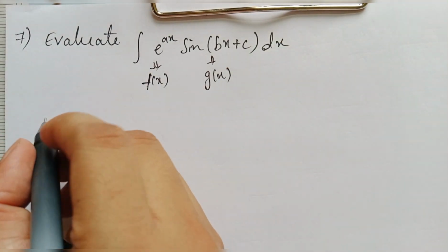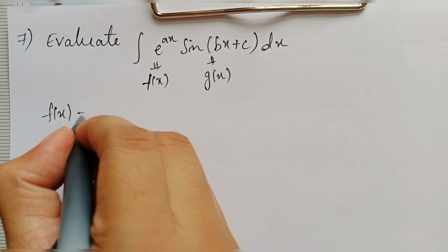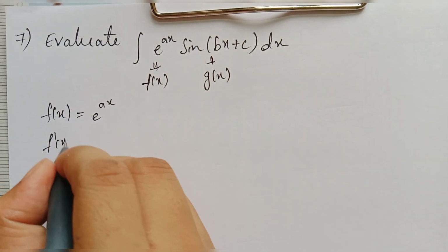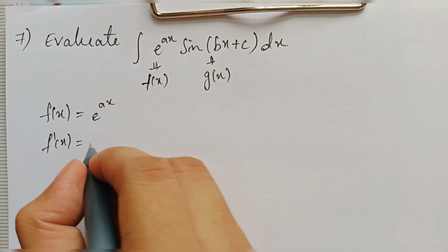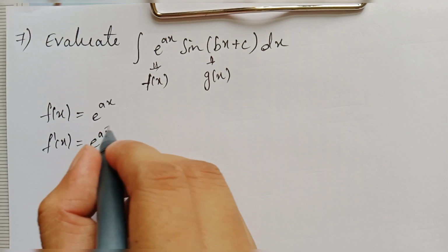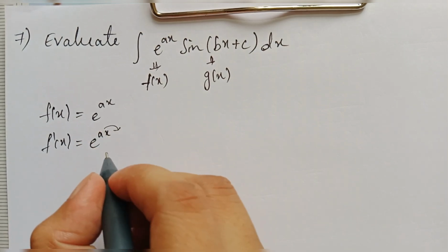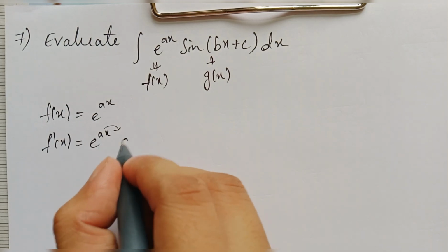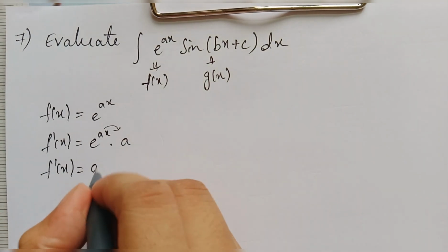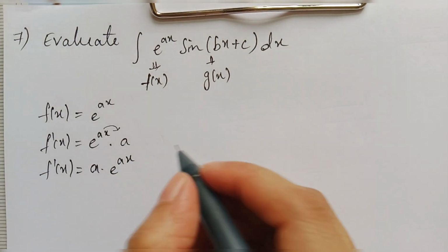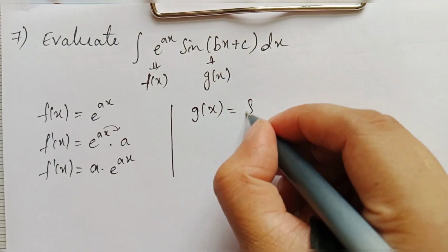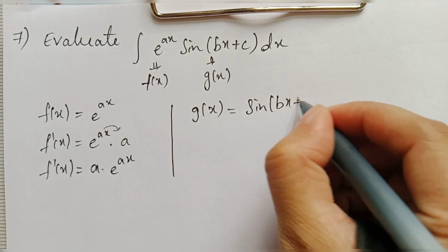Here f(x) is equal to e^(ax). f'(x): the derivative of e^(ax) is e^(ax). This is not just x, so we write the derivative of it again. The derivative of x will be 1, so we'll be left with the constant a. So the f'(x) value will be a into e^(ax). Next is the function g(x), which is equal to sin(bx + c).